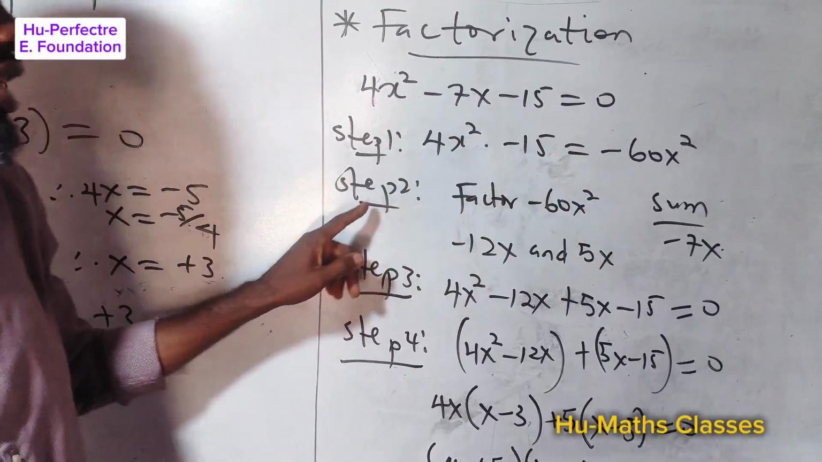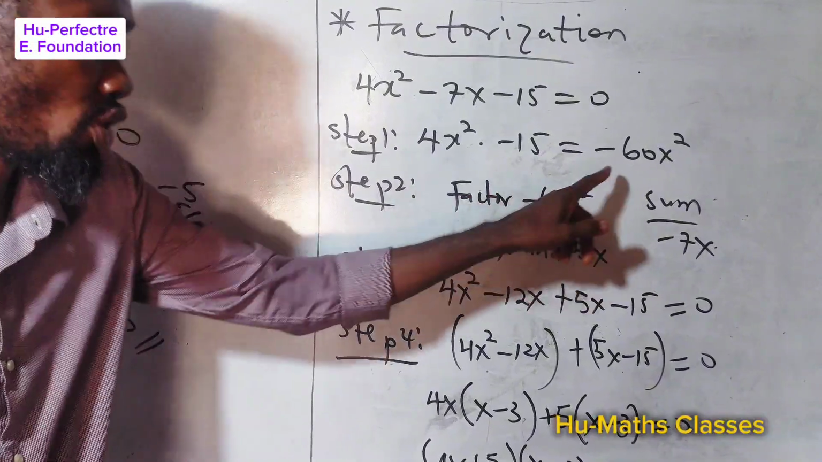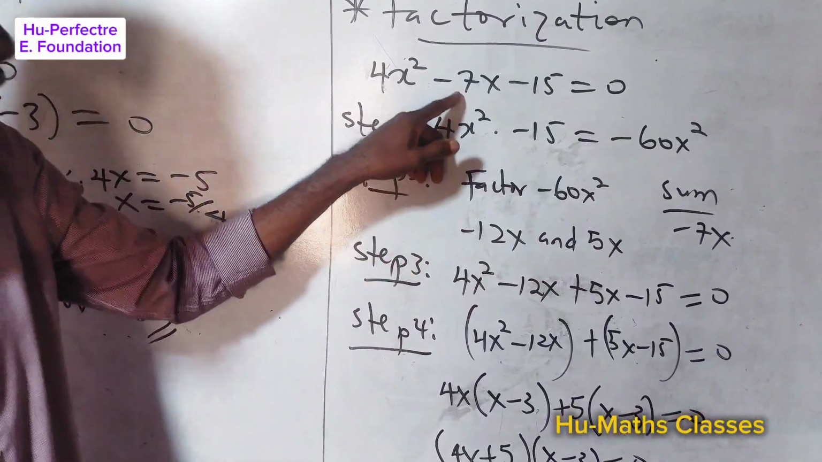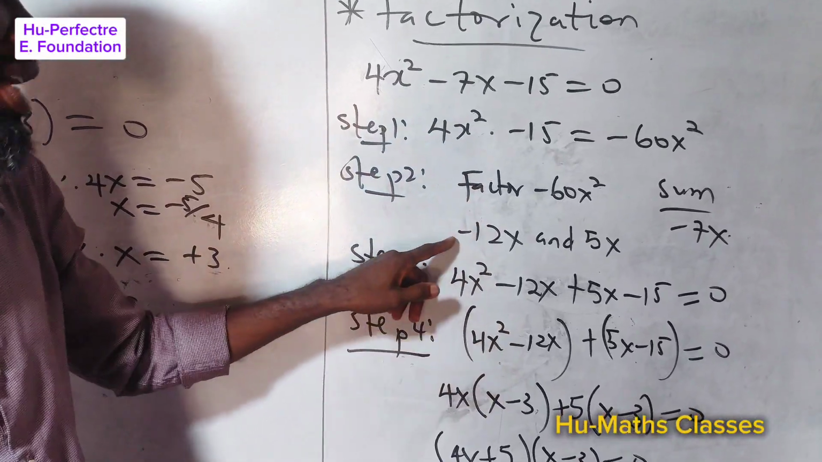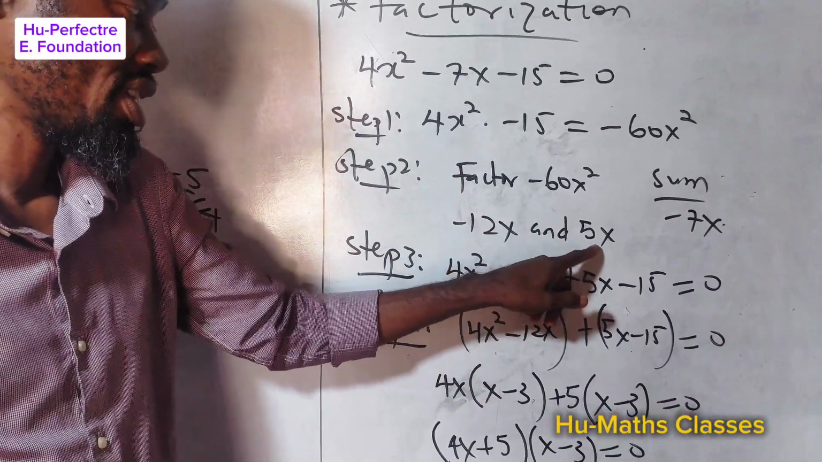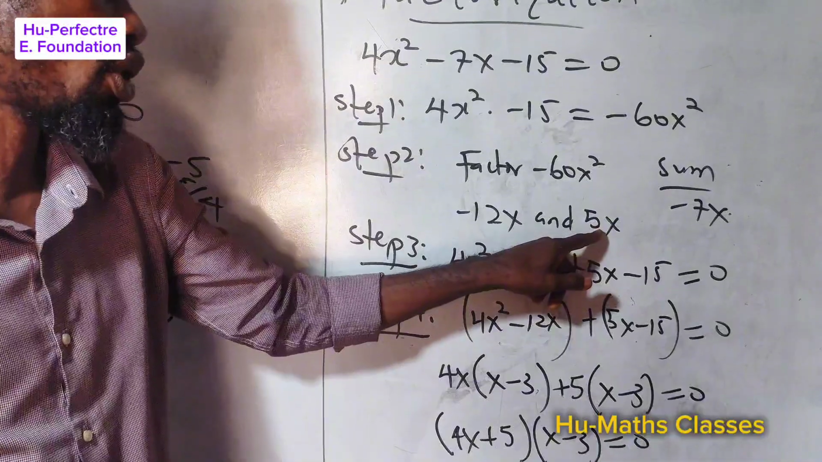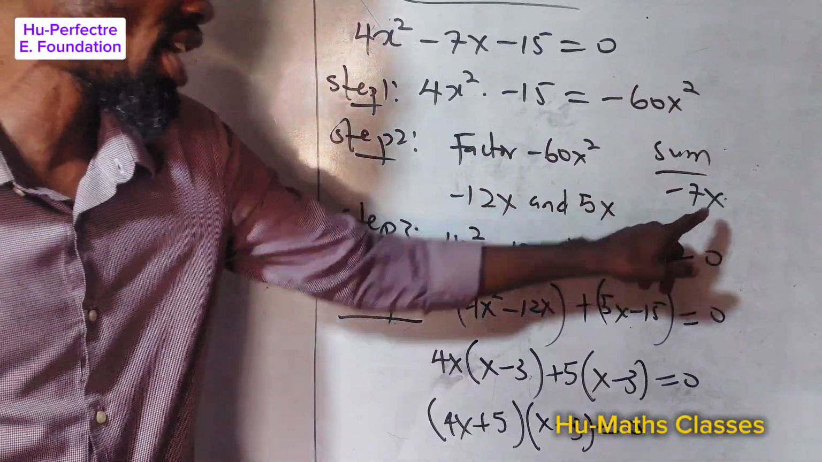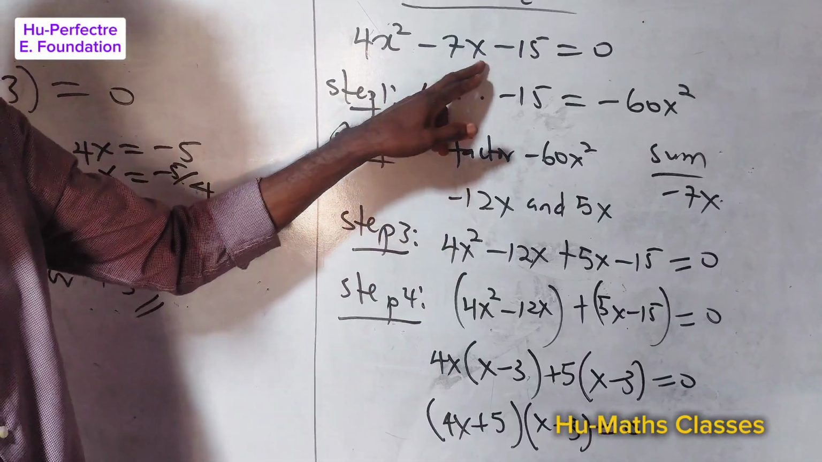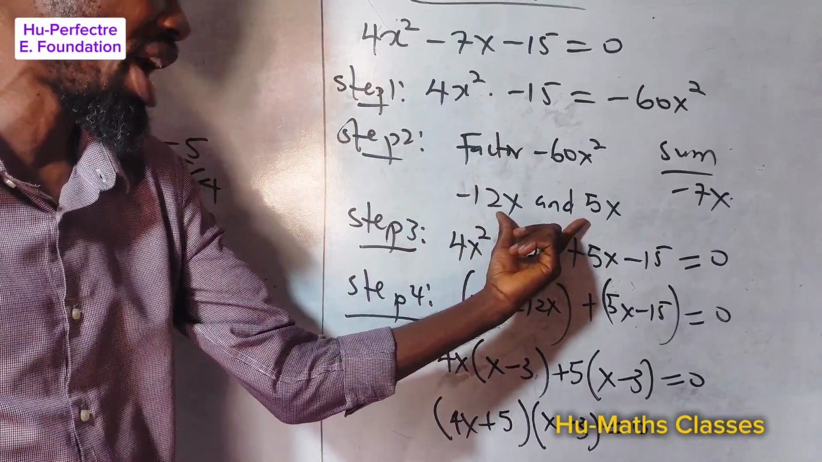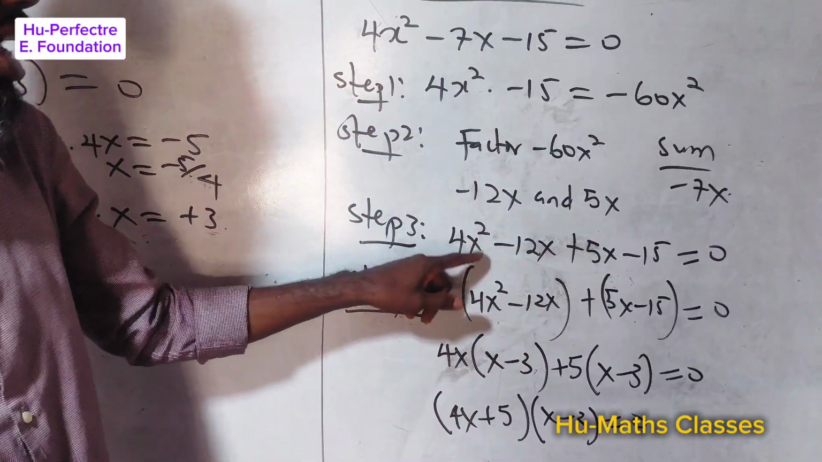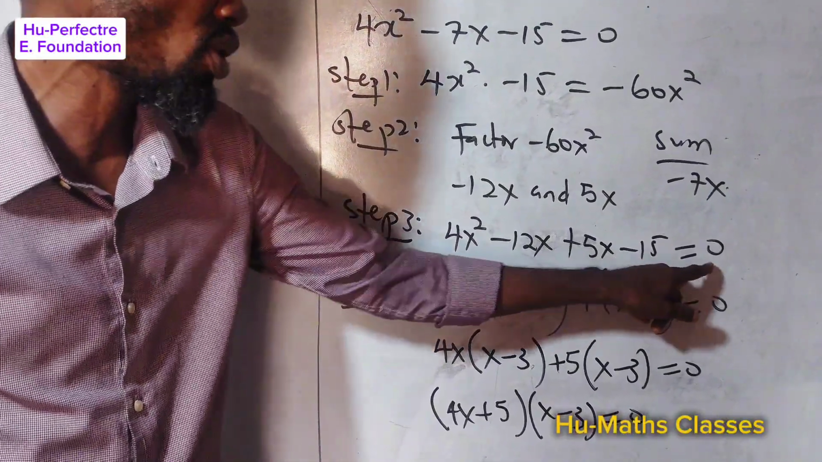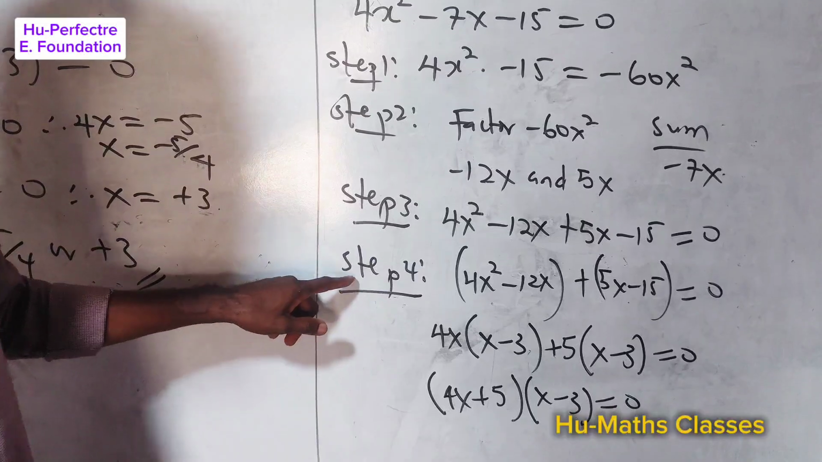So the first step, multiply the first variable and the last one. We got this result. Second step, find two factors of the result we got, minus 60x squared, for which if you add them up, you arrive at the second variable. And those two factors are minus 12x and 5x. If you multiply minus 12x and 5x, you're going to have minus 60x squared. If you add them up, you're going to have minus 7x. Then I said replace the second variable with the two factors we have arrived at. If we do that, we'll be having 4x raised to the power 2 minus 12x plus 5x minus 15 is equal to 0. And then I said factorize using the grouping method.